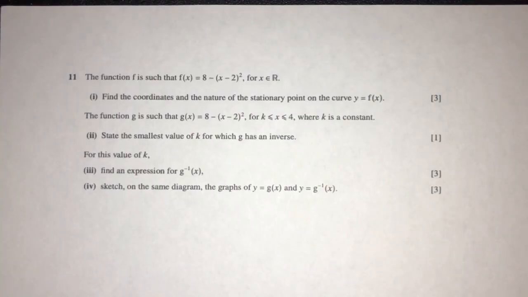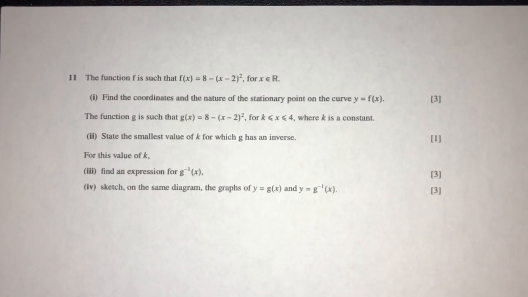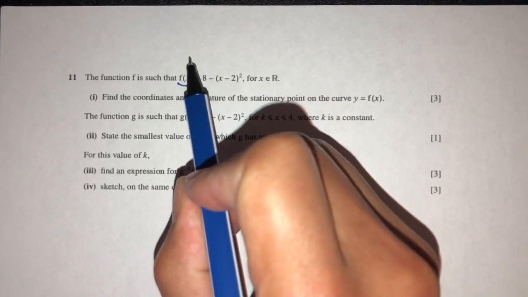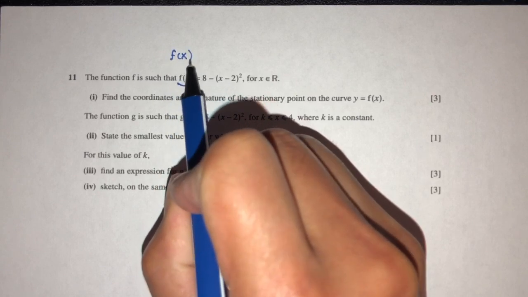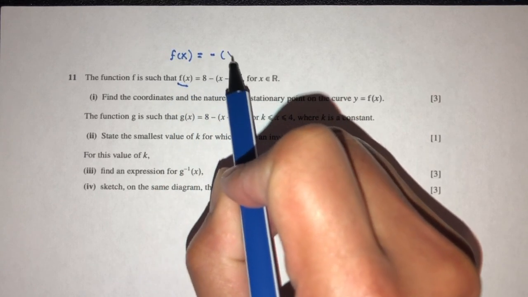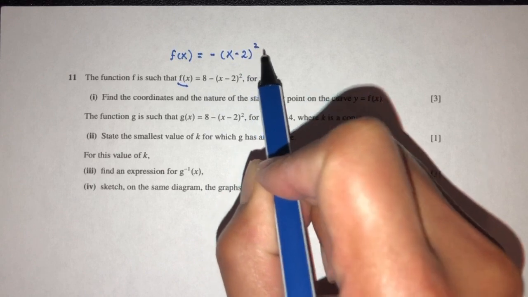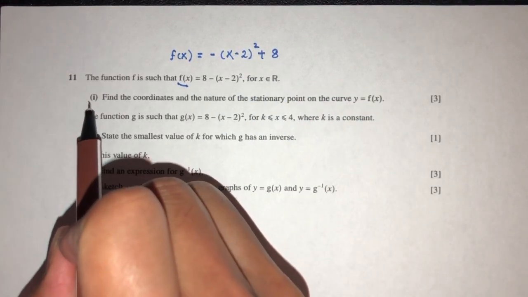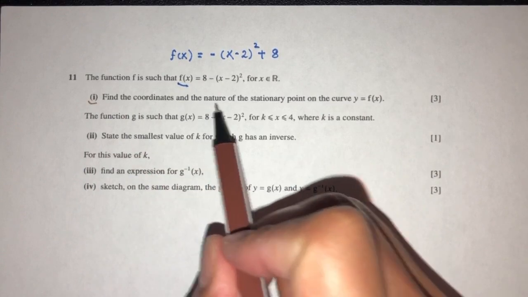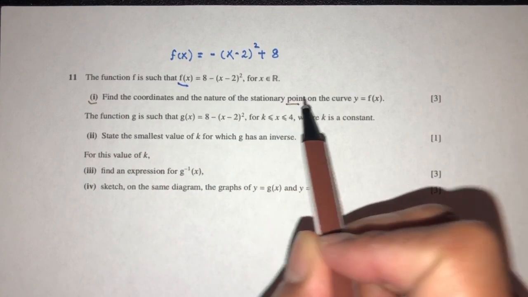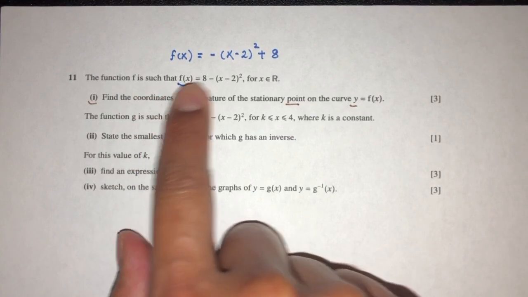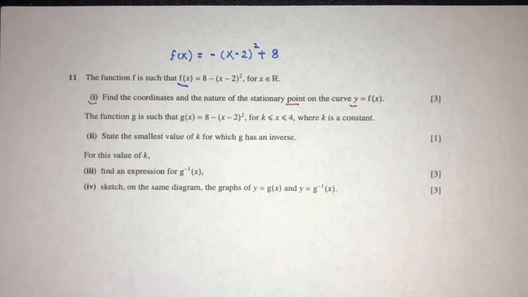Let's move on to the next question. Here we have a function f such that f of x is equal to this. Now we can rewrite this as f of x equals minus (x minus 2) squared plus 8. Okay, great. Now part 1, we have to find the point and the nature of the stationary point for the curve. So pretty easy. Whenever we have our equation expressed in the completed square form, we can find that pretty easily.